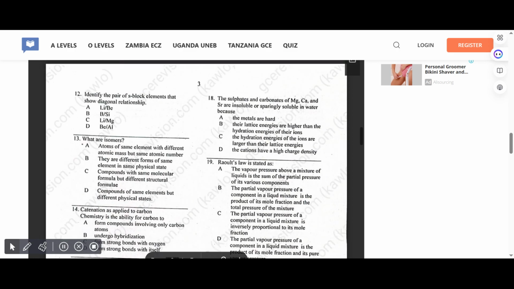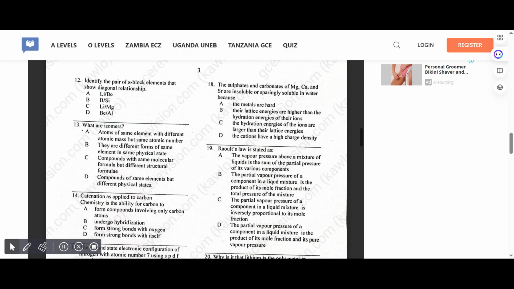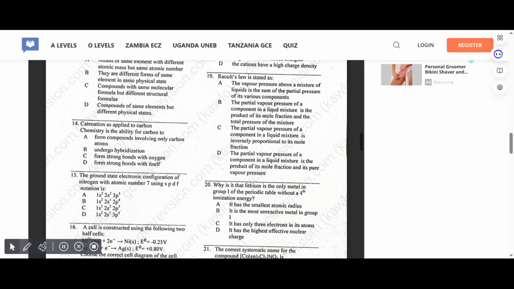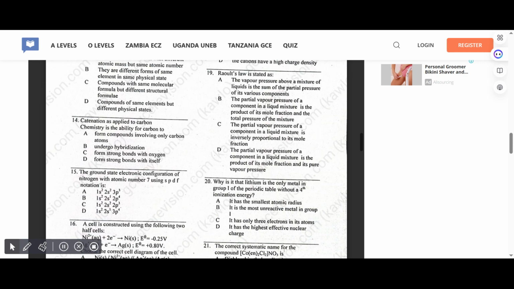The sulfates and carbonates of Mg, Ca and Sr are insoluble or sparingly soluble in water because? Correct answer is B. Their lattice energies are higher than the hydration energies of the ions. Raoult's law is stated as, correct answer is D. The partial vapor pressure of a component in a liquid mixture is the product of its mole fraction and its pure vapor pressure.